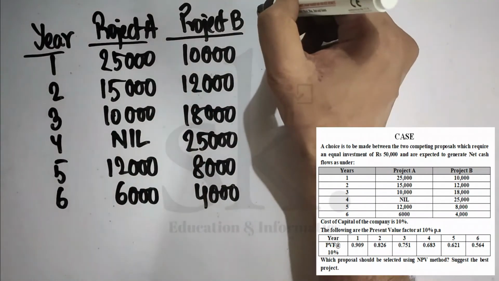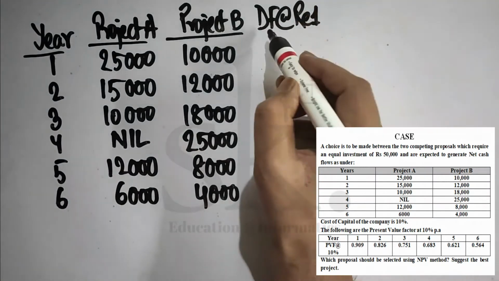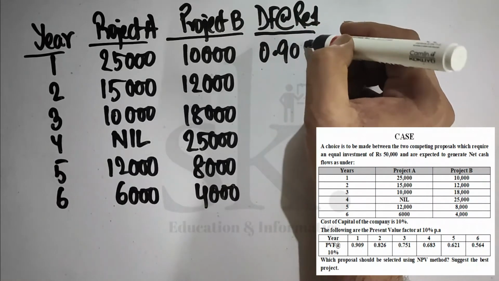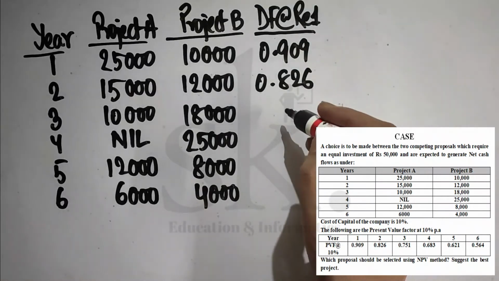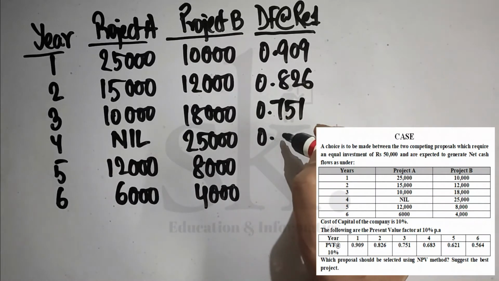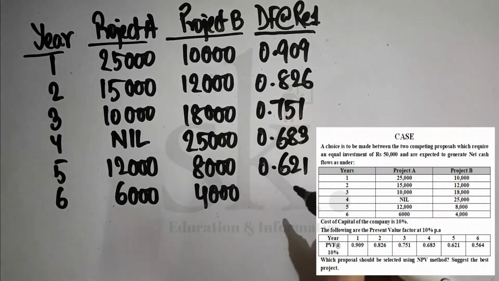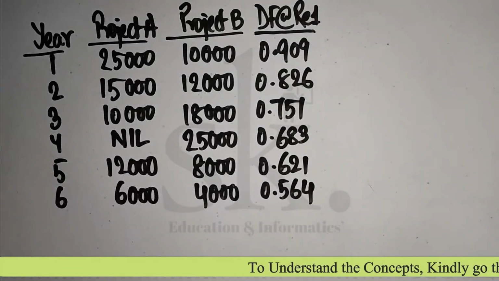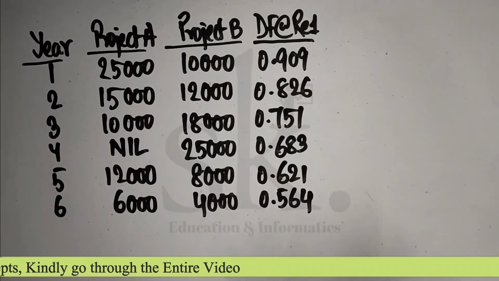And the discounting factor at the rate of 10% of rupee 1 is also provided, which is 0.909, 0.826, 0.751, 0.683, 0.621 and 0.564. Now this has been given. We also know how to calculate this, so it will not be a problem if these particular figures are not given. Now what do we require to find?